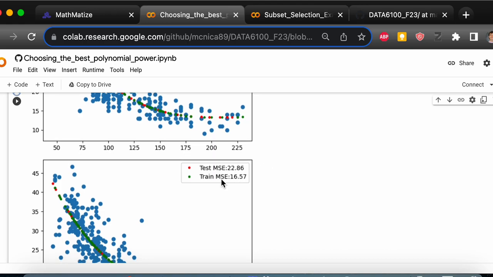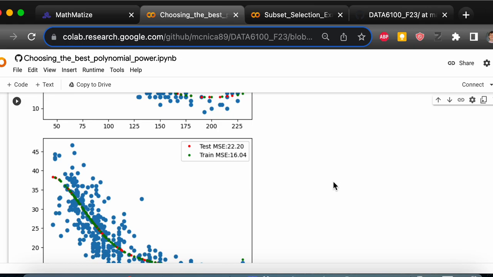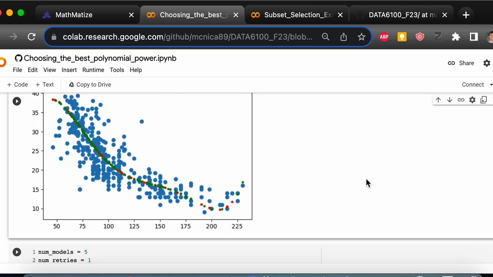Okay, here's another one with 4. So 4 powers. And you see the test set is barely moving. It's always around 22. So even though we're using a more complicated model, the actual score is not improving. And the nice thing to do is to plot what it's doing. Here's power 5. And you can see it's doing some wonky stuff over here. It goes up right at the end.